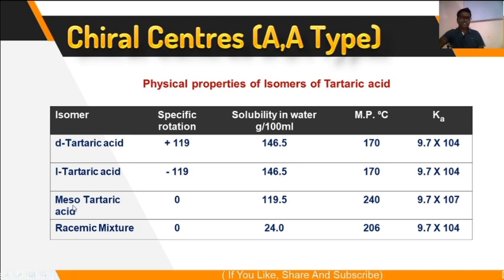But if you look at meso-tartaric acid, these properties change. Similarly, for the racemic mixture, the properties are again the same as D and L. And the specific rotation here is 0. It means that meso-tartaric acid is optically inactive, while the racemic mixture is a mixture of two optically active compounds, still that becomes optically inactive.